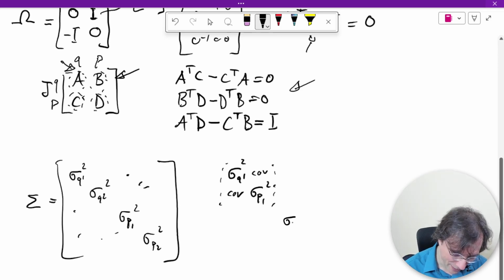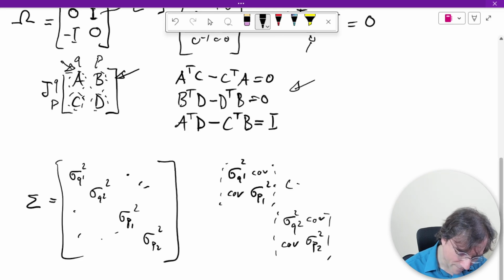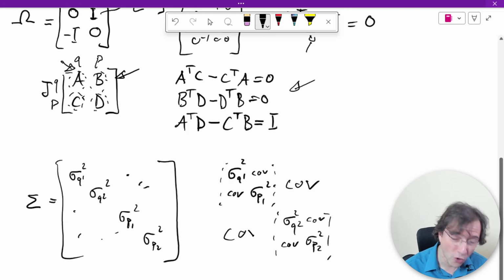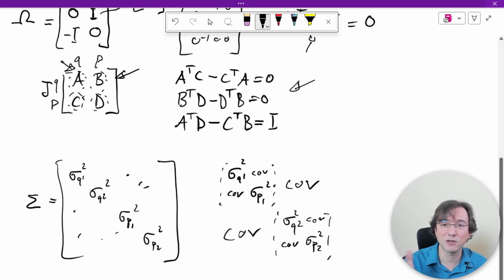And the other degree of freedom is going to be sigma q2 square and p2 square, and these are the covariances, right? And then essentially here we would have this sort of covariance, the correlation across the degrees of freedom.